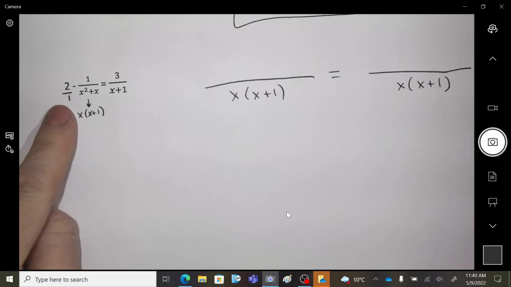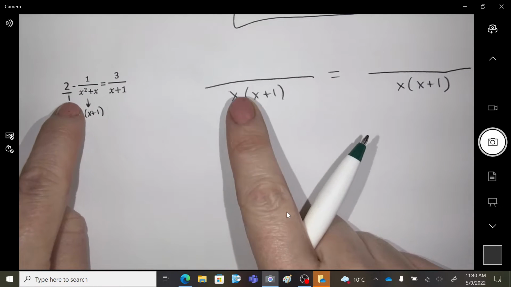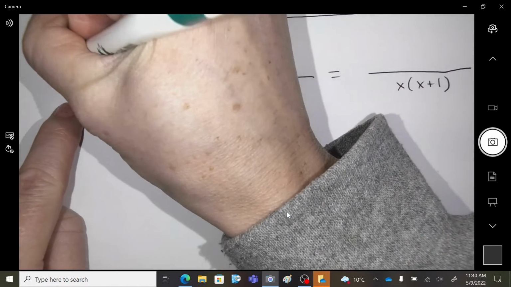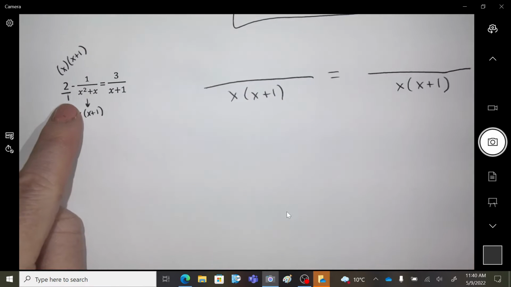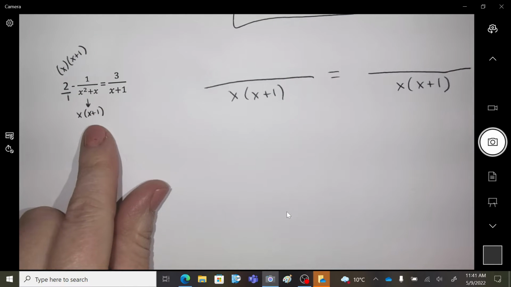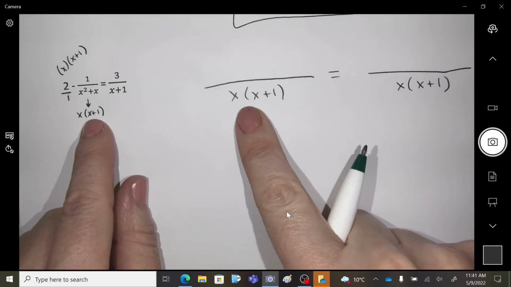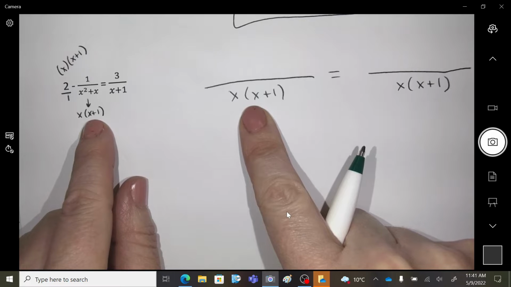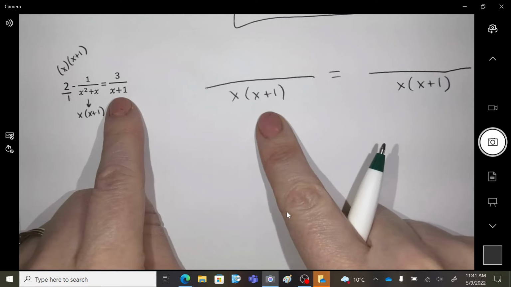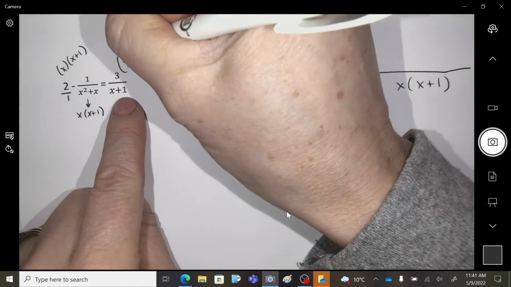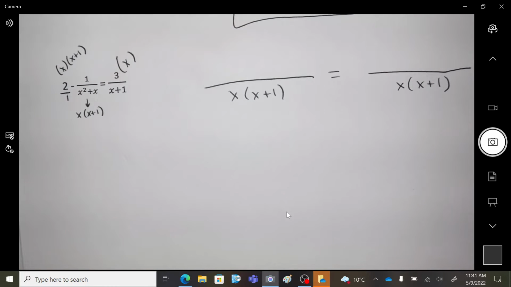First fraction, it had a 1 on the bottom. So what did I do to it? Everything there would have had to have been multiplied. Second fraction, I did nothing to the bottom. And the third fraction, the bottom would have been multiplied by an x. So there's the missing piece.